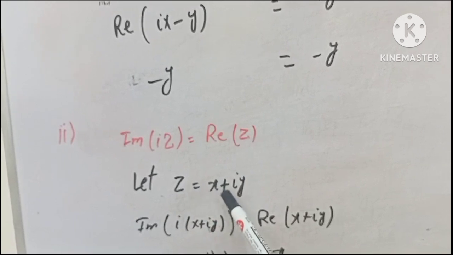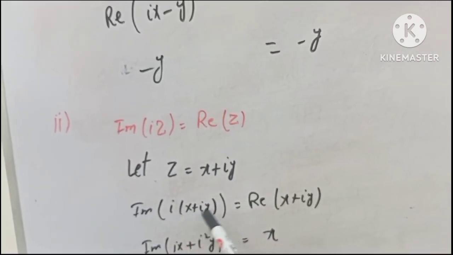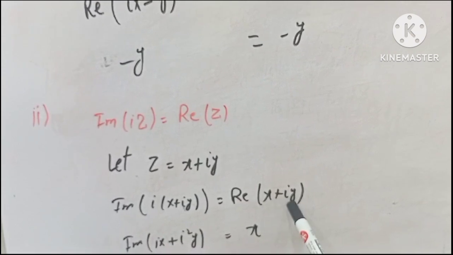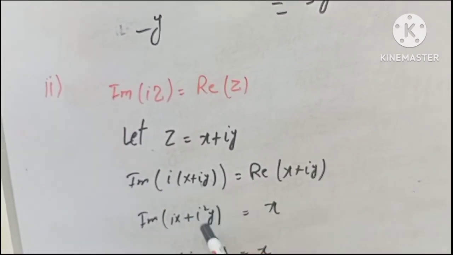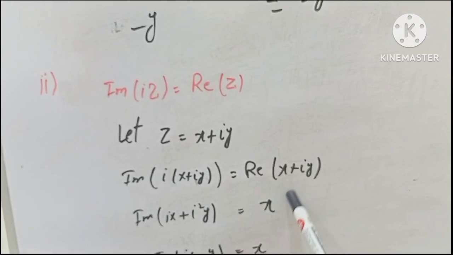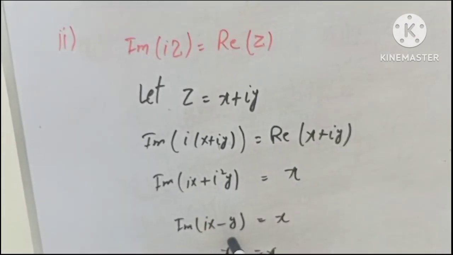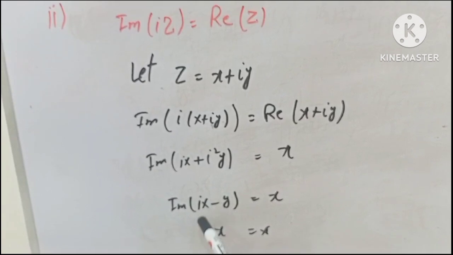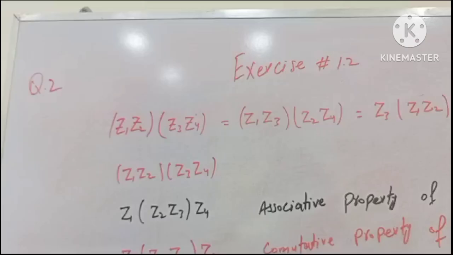Let z is equal to x plus iota y. Imaginary iota into x plus iota y, real x plus iota y. Multiplying iota within brackets, iota x plus iota square y. Here real part is x. Now iota square value minus 1 and now imaginary value is x is equal to x, hence proved.